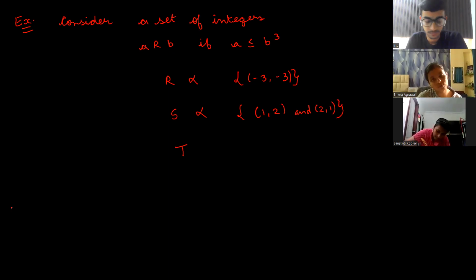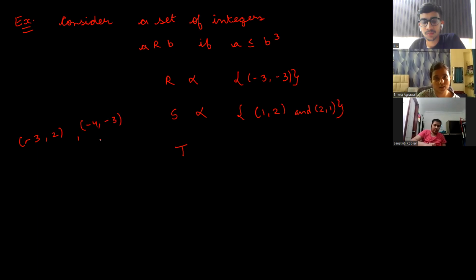-3, 2, -4, -3, and -3, -3. -3 comma 2, then -4 comma -3, and -2 comma -3. Smera, how can I get -2 comma -3 from this relation?